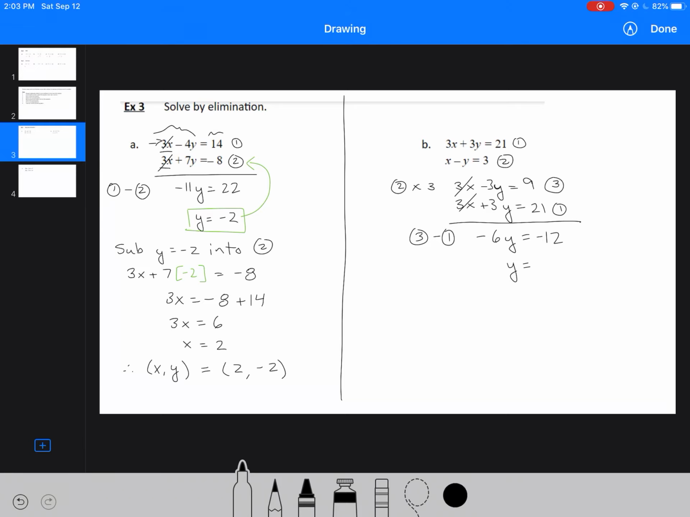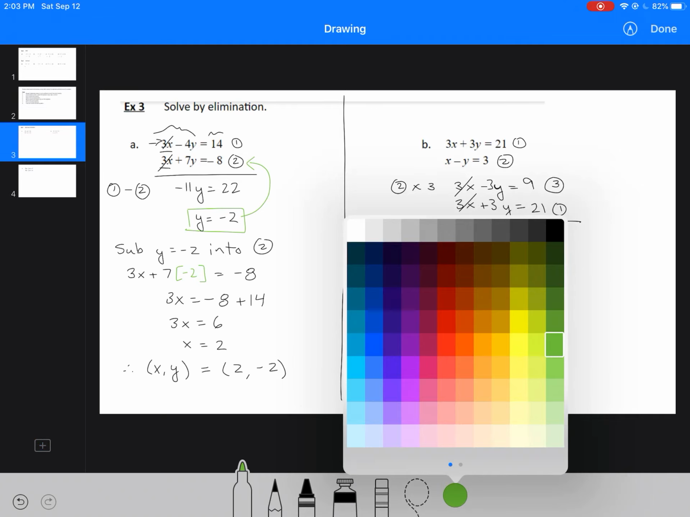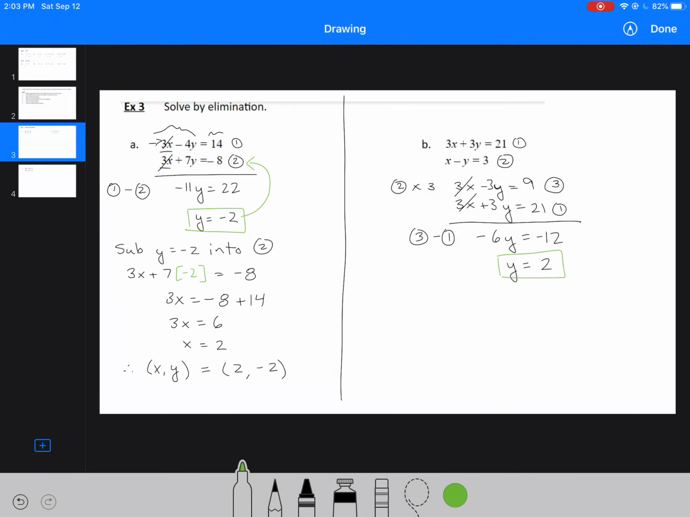So now I can solve for y. I get positive 2 this time around, and I'm going to take this equation and I'm going to substitute it back in to my first one. You could do either equation at this point. It doesn't matter. So substitute y equals 2 into equation 1.